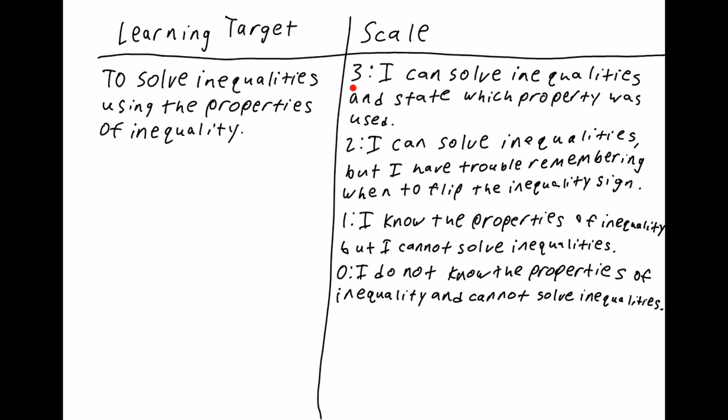Scale: you're a 3 if you can solve inequalities and state which property was used. 2, you can solve inequalities, but you have trouble remembering when to flip the inequality sign. As we'll get into, remember you flip the inequality sign when you multiply or divide both sides by a negative number. 1, you know the properties of inequality, but you cannot solve inequalities. And 0, you do not know the properties of inequality and cannot solve inequalities. Let's get started.